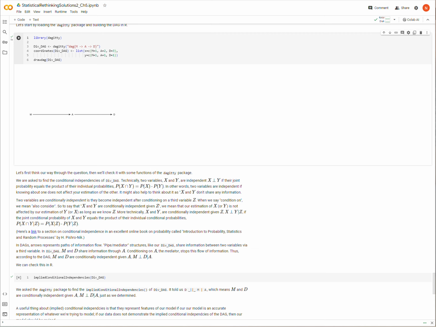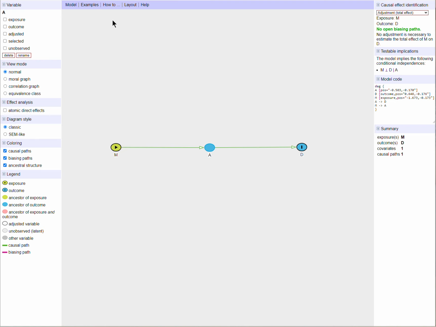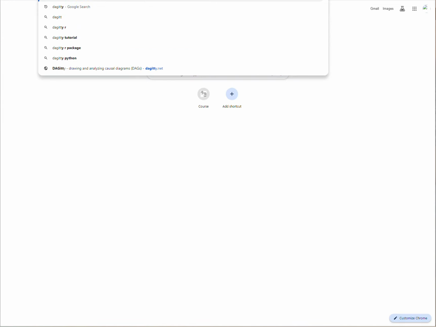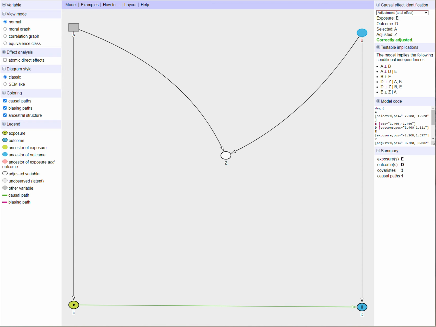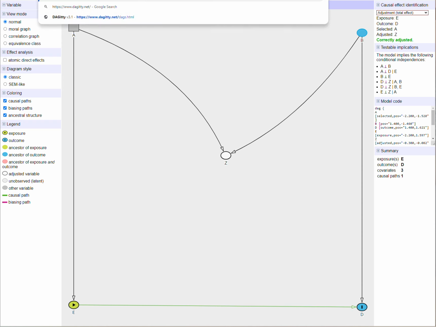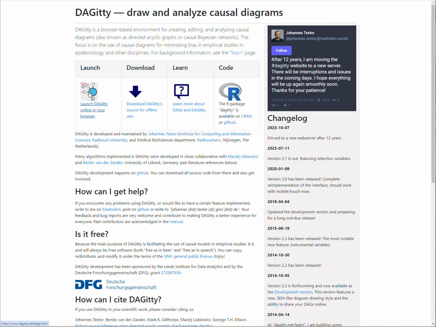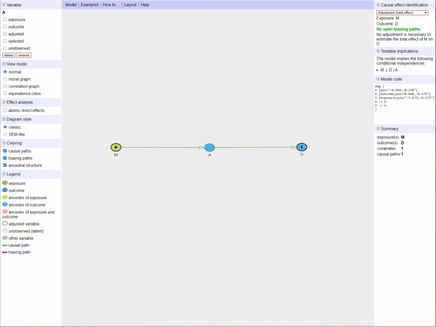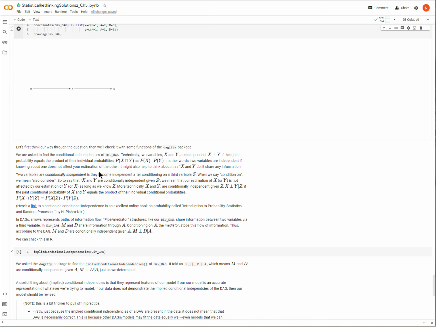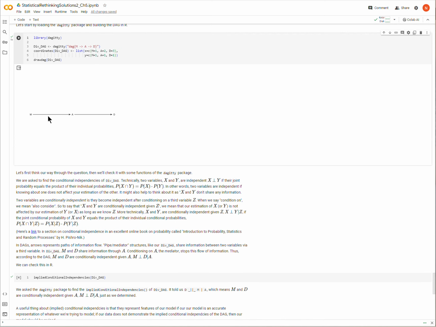Just to point out that you could also do this at dagitty.net. When you go to dagitty.net, you'll navigate to a screen like this, and when you click here, you'll get to this screen. So I've built my DAG, and we can also build it here. I'm going to come back to this screen because there are some cool things here. So first we need to find the conditional independencies that are implied by this DAG.